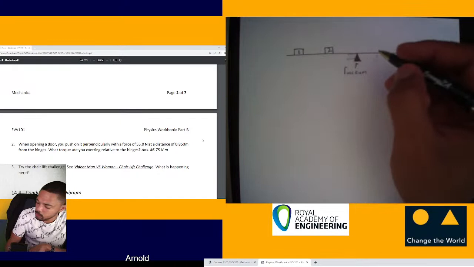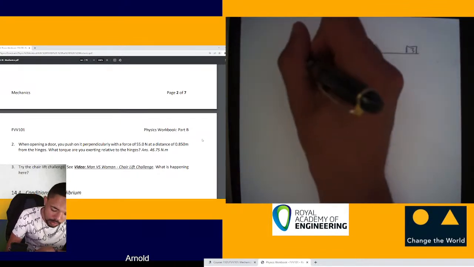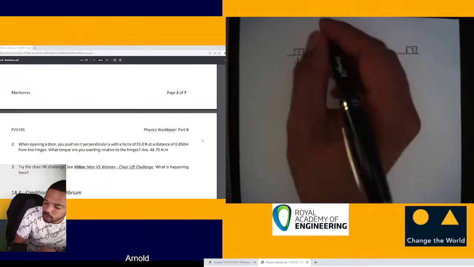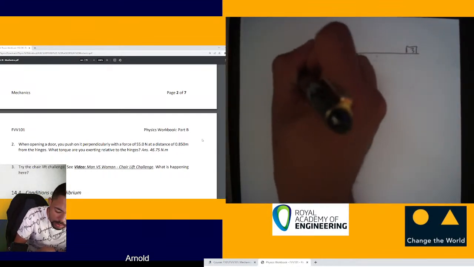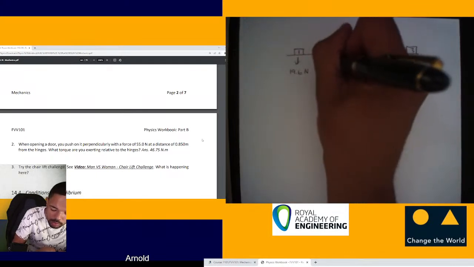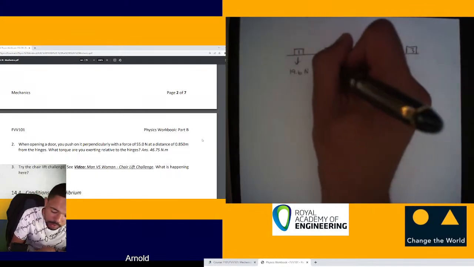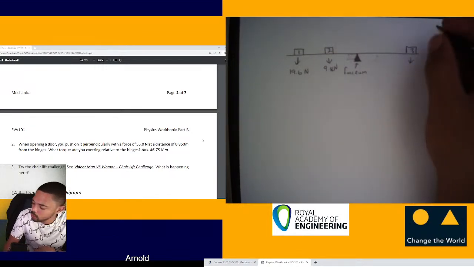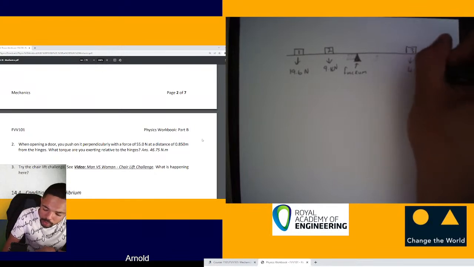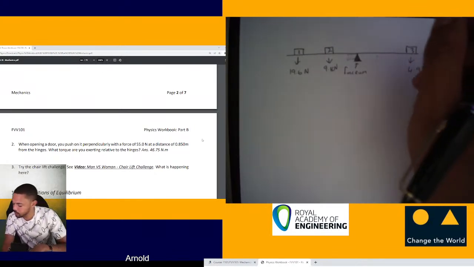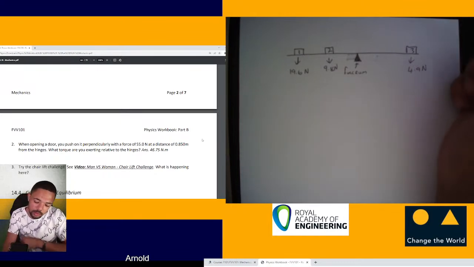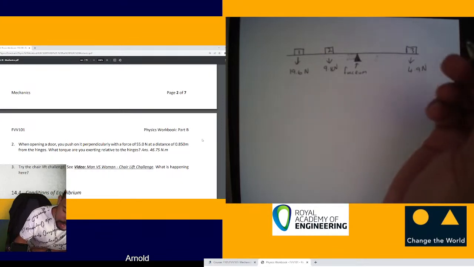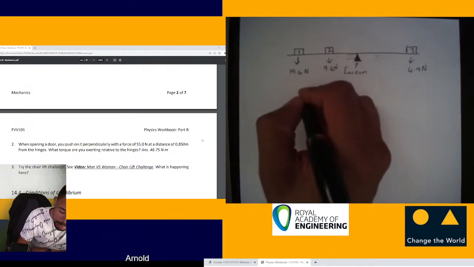Now each of these boxes has a weight, so they're pulling down with a force. The first one is pulling down with a force of 19.6 newtons. The second one with a force of 9.8 newtons. The third one with a force of 4.9 newtons. They want us to find the sum.